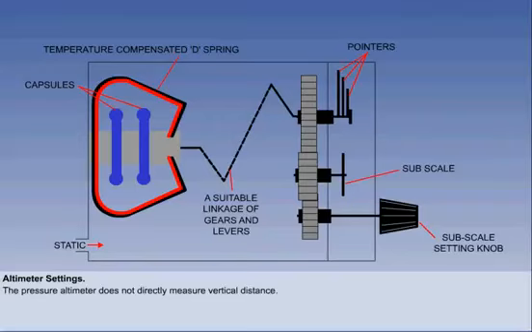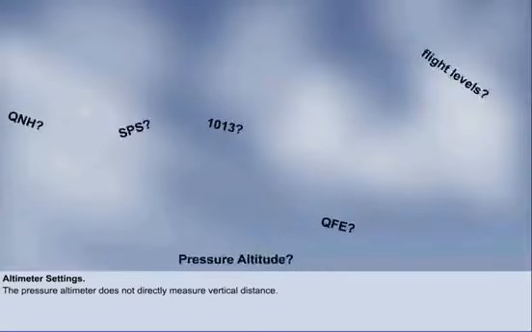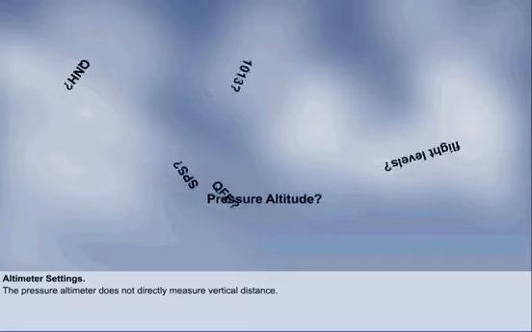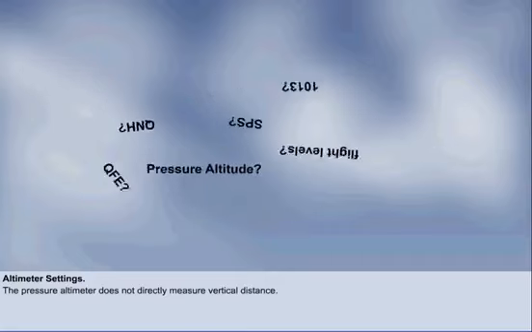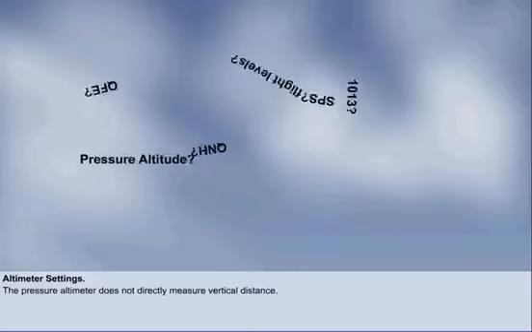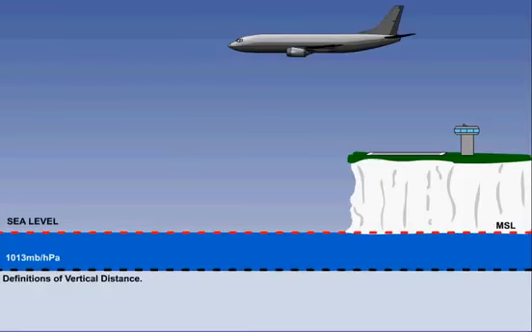In this lesson, we are going to remind ourselves of the basic principle behind the pressure altimeter, and to appreciate its limitations as a measure of vertical distance. We will also look at altimeter settings, and the reasons for using one rather than another. First, let's start with some basic definitions, so that we use the correct terminology.